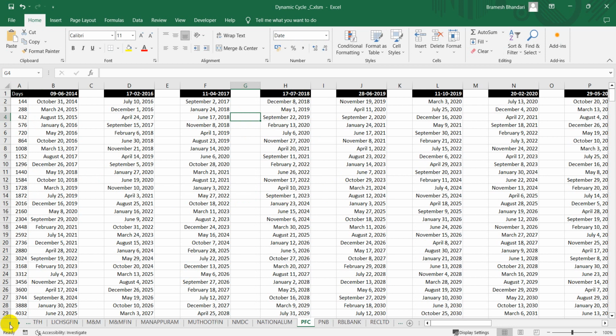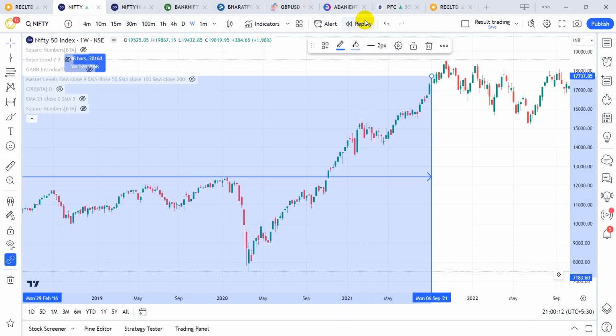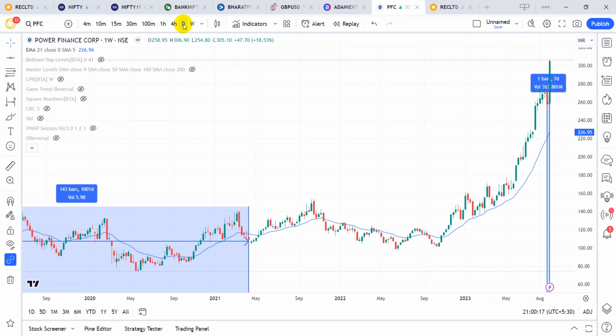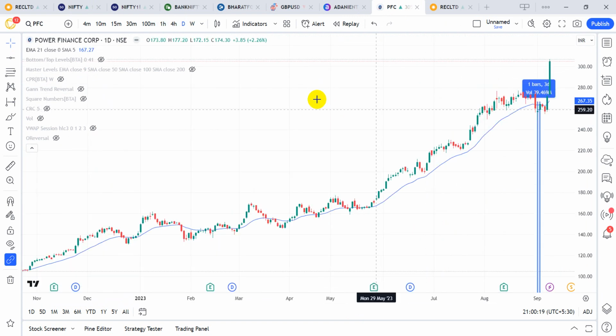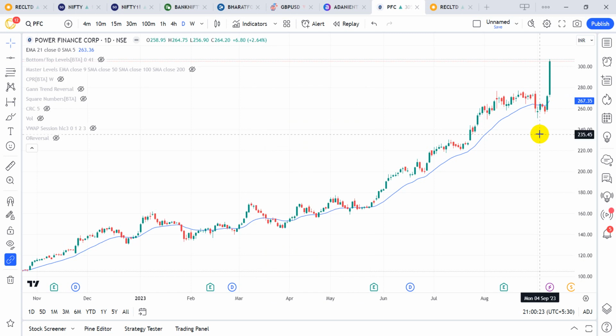Similarly for REC, so this is our own scanner, so I can search for any given stock, any given date, and it will give me. So let's quickly watch 1st September, 8th September on PFC, and let's see what has happened there. So this is PFC chart. Let me go to daily. 1st September. Let's first see what happened on 1st September. Yeah, this was for September, a perfect bottom, right?